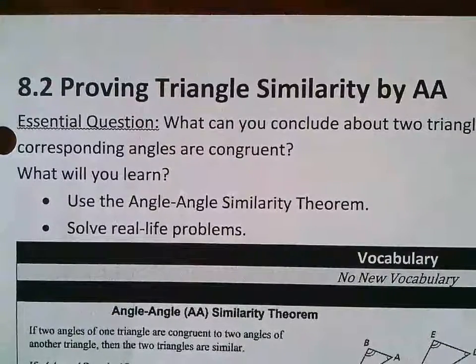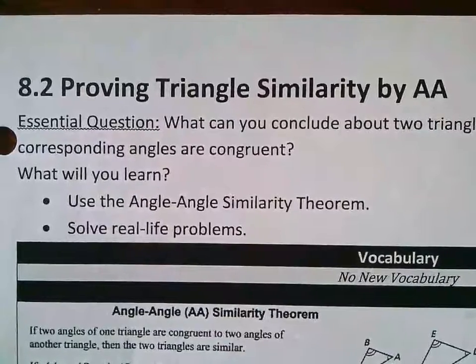Okay, so today we're going to be looking at 8.2, proving triangle similarity by angle. What can you conclude about two triangles when you know that two pairs of the angles are congruent? Well, if two pairs are congruent, then the other pair is also. So it's called the angle-angle similarity theorem.